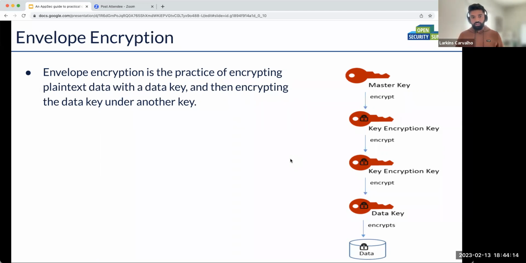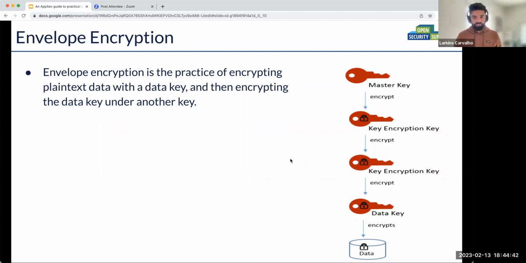So what is a data key in envelope encryption? The data key is actually used to encrypt data, and it differs from the master key or key encryption key. Here, the key encryption key is encrypted with the master key, and the key encryption key will be used to encrypt the data key before saving it to the database or to any form of storage.